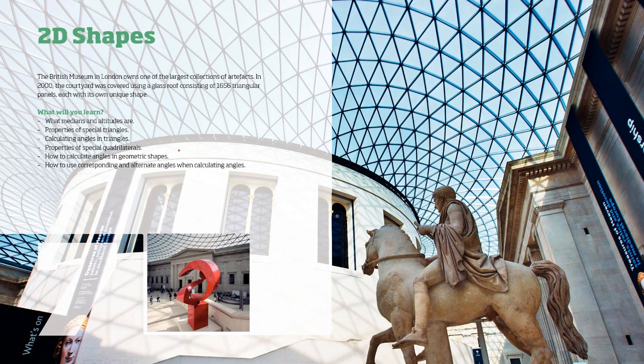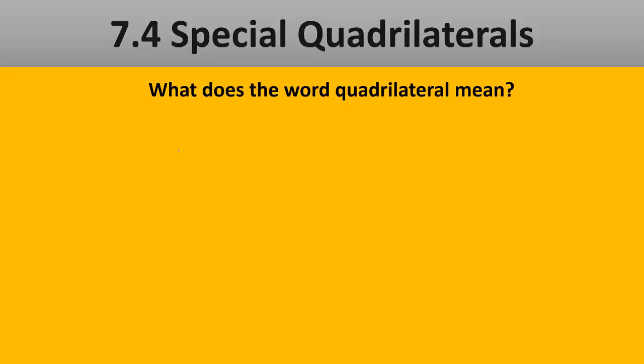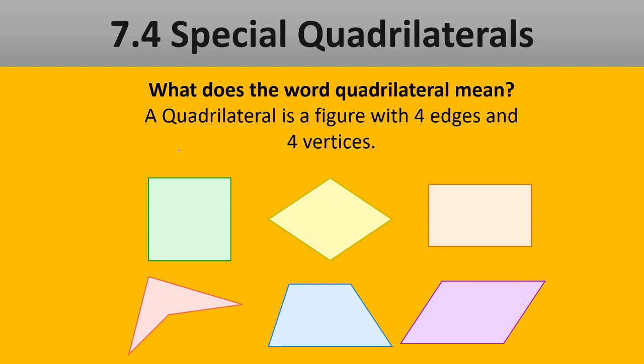Okay? But first of all, maybe the question where I should start with is, what does the word quadrilateral mean? Do we still know that? What does quadrilateral mean? For all of you who have Latin classes, the word quad in Latin means 4. So maybe then you won't be surprised to know that quadrilateral means a figure with 4 edges and 4 vertices.